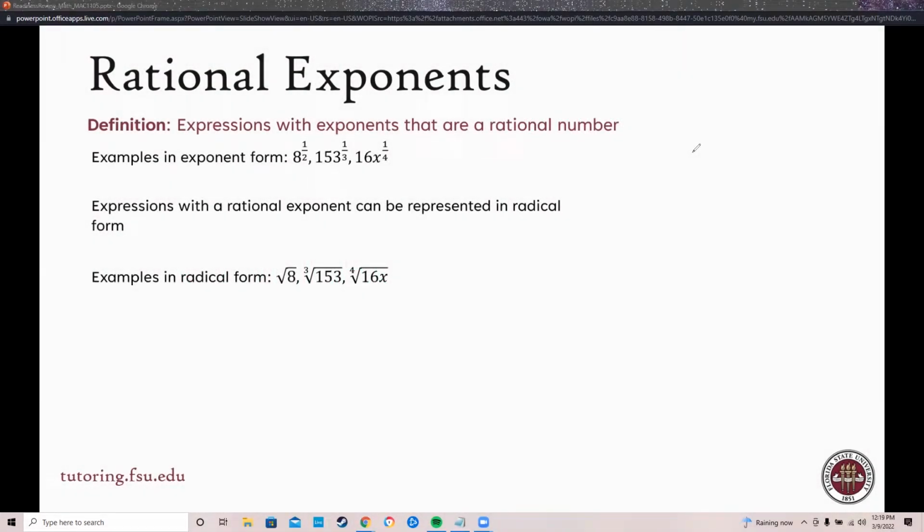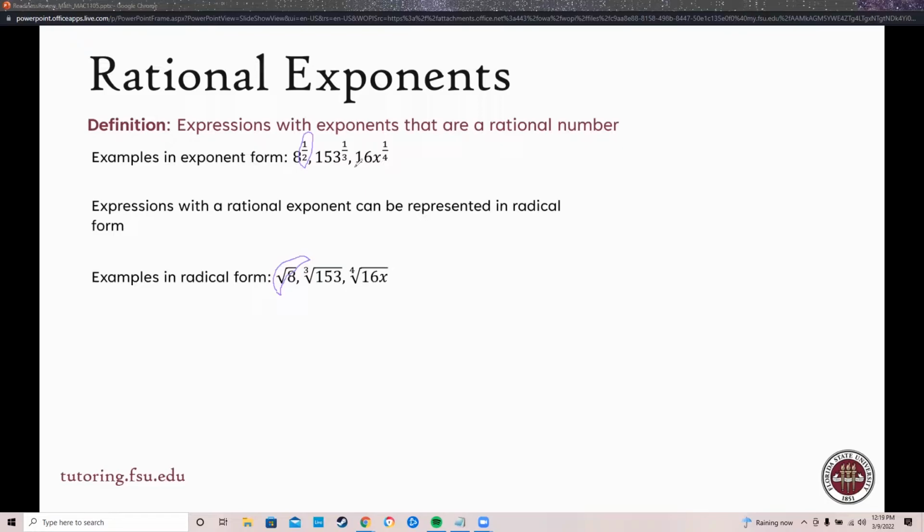For this clip, we'll talk about rational exponents. This is just how we express functions raised to an exponent of a fraction in a radical form or a root form. All that means is that if I have something raised to the half power, this is synonymous with taking the square root of something.